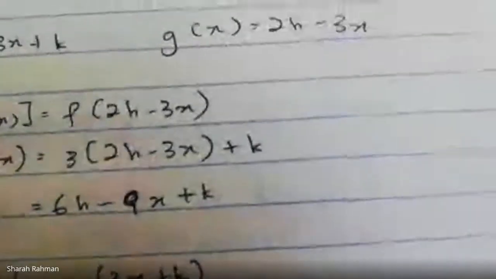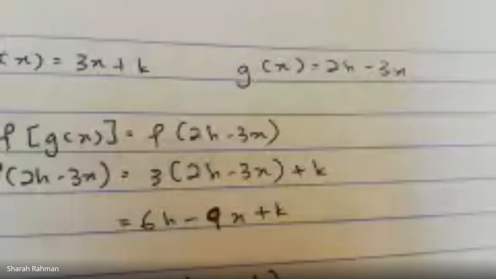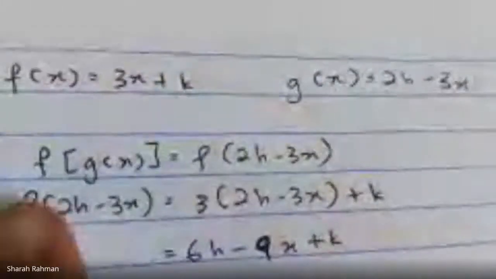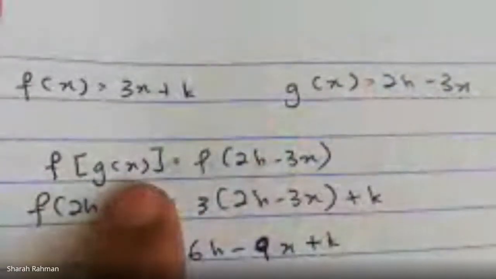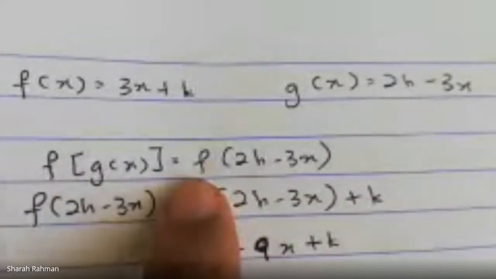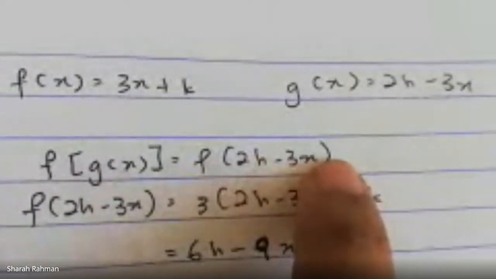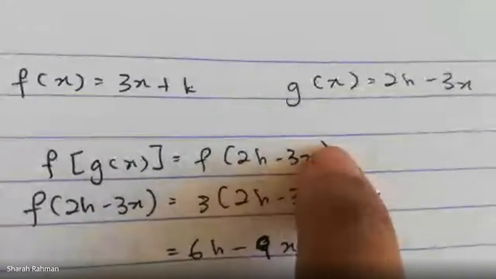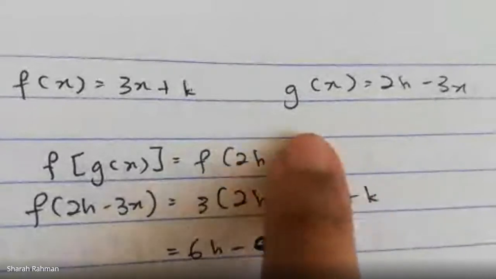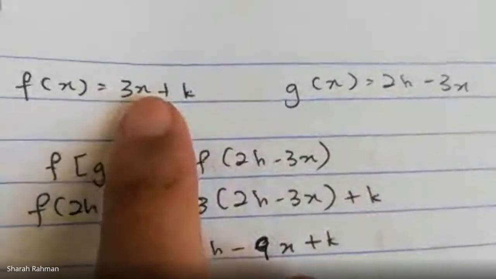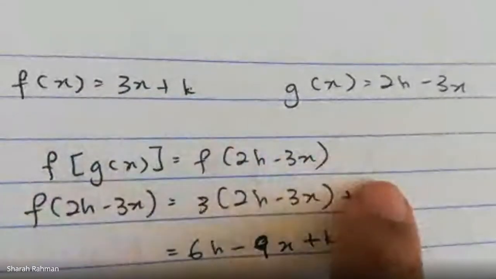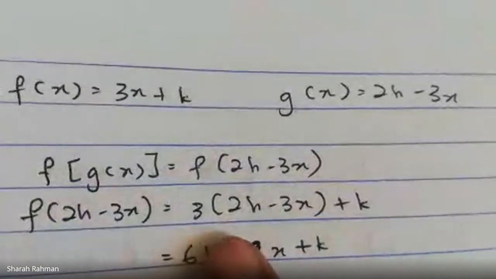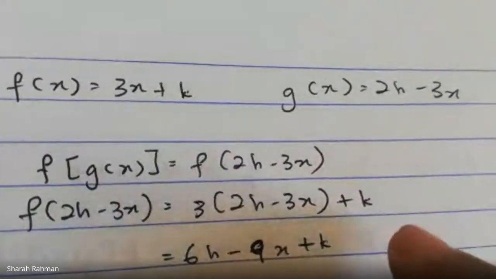So first of all, we need to find what is fg and what is gf. So we have fg, which is fgx. So we substitute gx. Function gx is 2h minus 3x. So we need to find f of 2h minus 3x. Then we can substitute this 2h minus 3x inside the function f. So we substitute the x here with 2h minus 3x. So we will get 3 times (2h minus 3x) plus k.